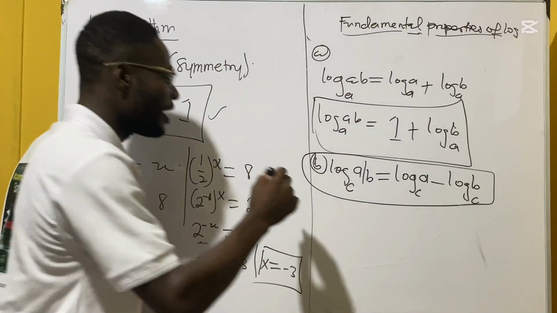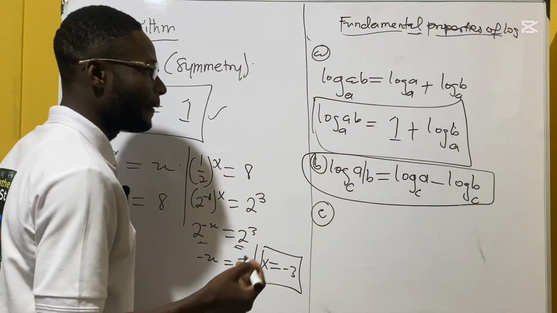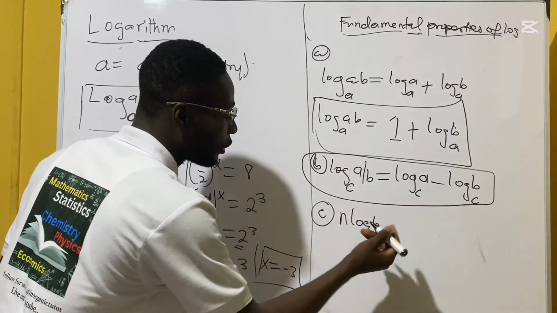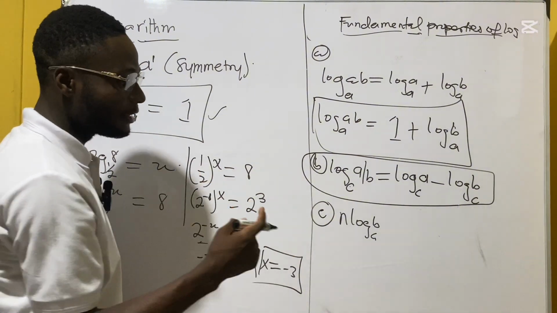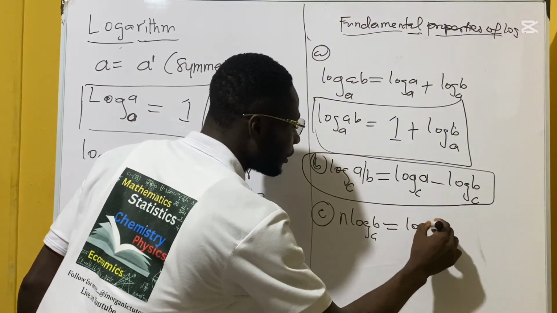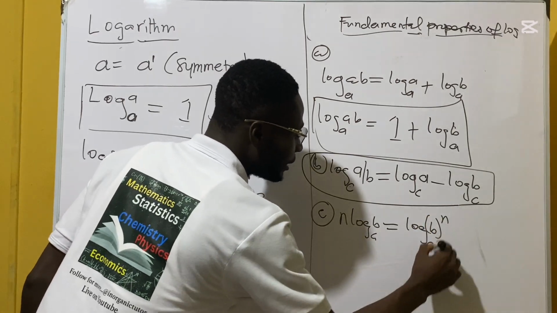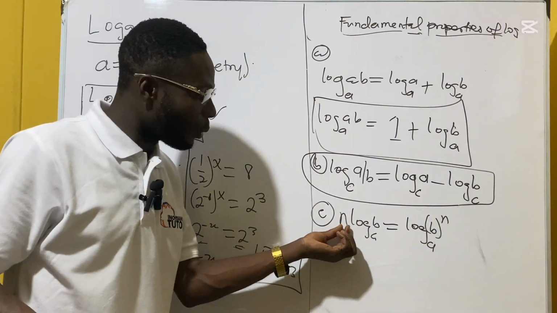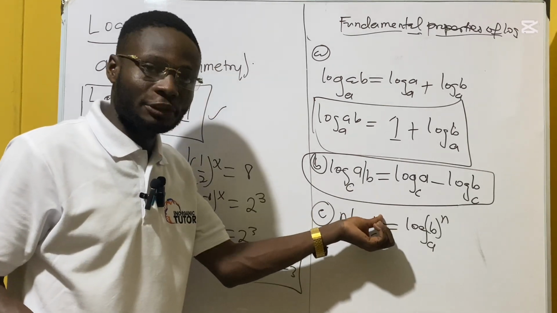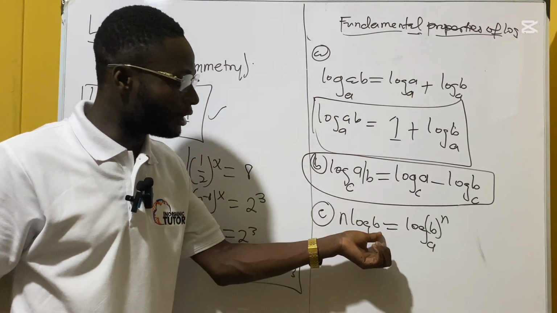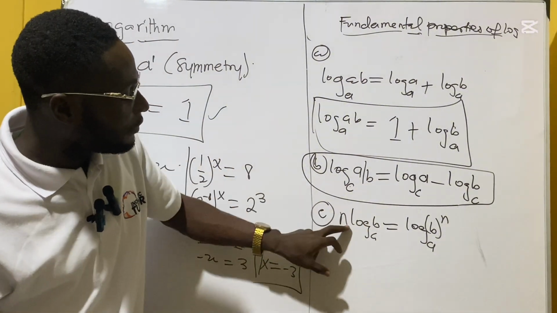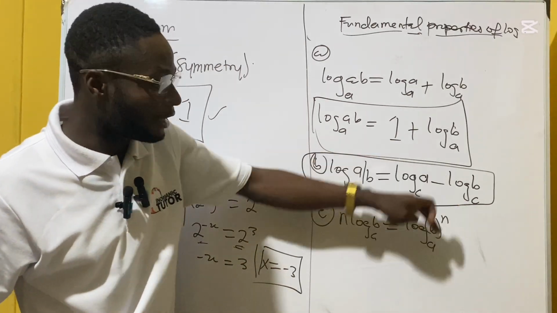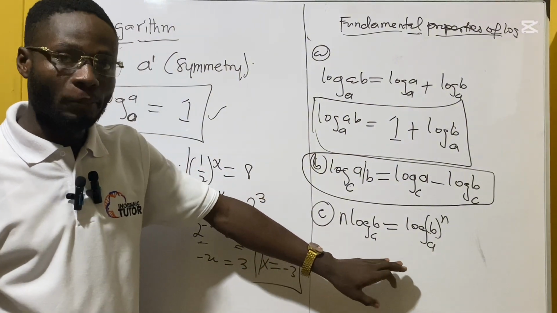So for instance, if you have n log b base a, then the property says that this can be written as log b exponent n base a. If you have n log b base a, then you can take what is behind the log and make it an exponent for the function in the log. So that is why we have log b exponent n base a. That is the third property as well.